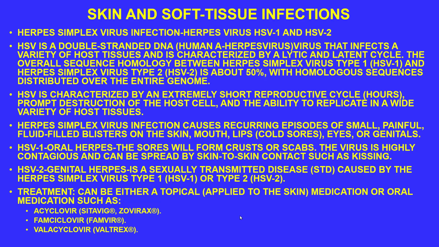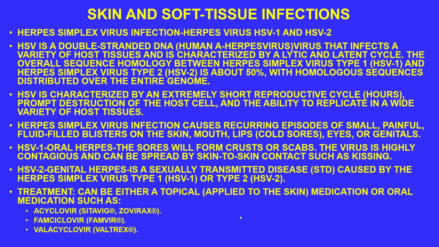Now, the overall sequence homology between herpes simplex virus HSV1 and HSV2 is interesting because when we say homology, we're talking about how much of the genetic code for HSV1 and 2 is similar? About 50%. There are homologous sequences distributed all over the genome of both viruses. Also, HSV is characterized by an extremely short reproductive cycle. We're talking hours now. Therefore, you're going to see prompt destruction of the host cell and the ability to replicate in a wide variety of host tissues.